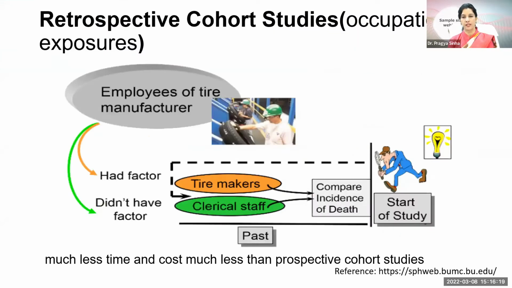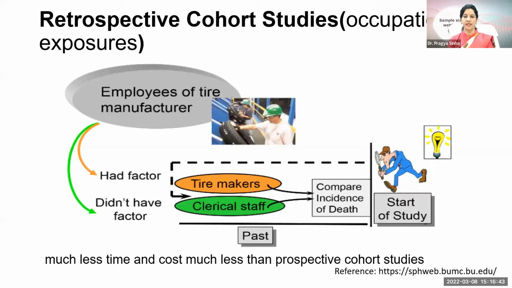Now coming to the retrospective cohort study, because we have learned that there are three types of cohort study. There is the prospective cohort study, which we have just seen, that is the Nurses' Health Study. Then the second type is the retrospective cohort study. You can do it for any other research question also, but classically it originated from occupational exposure.